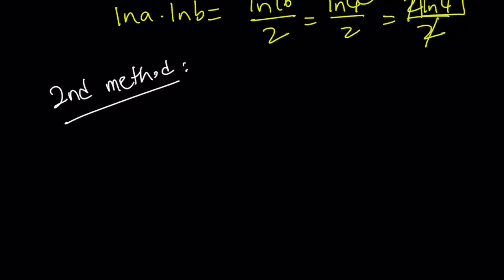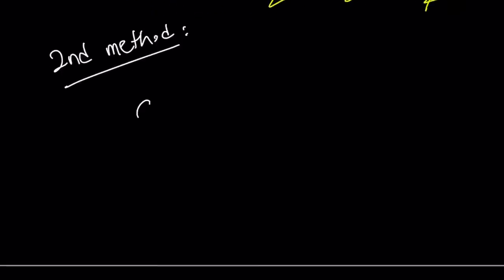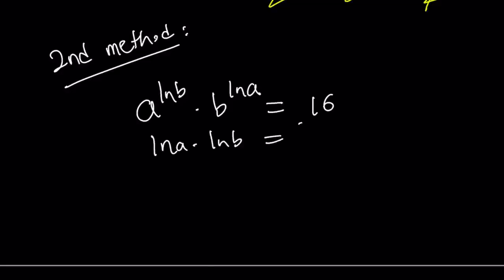So for our second method, obviously I'm going to rewrite the original problem. a to the ln b times b to the ln a is equal to 16, and we're supposed to evaluate ln a times ln b. So for my second method, I'm going to use substitution here. But here's a very nice property of logs that we're going to use, and you should hopefully know this already. a to the power ln b is always equal to b to the power ln a. So when you switch the a's and b's, you get the same thing, and you can prove that by lning both sides or using other properties of logs, but it's easy to prove.